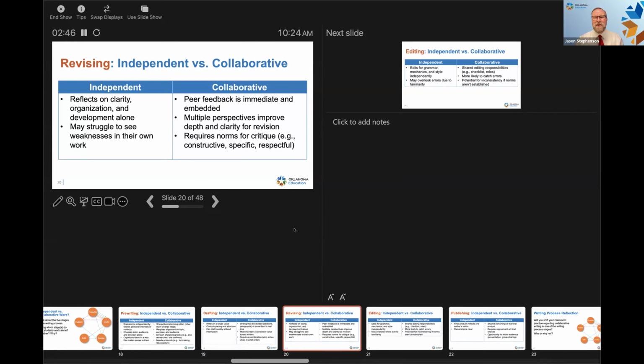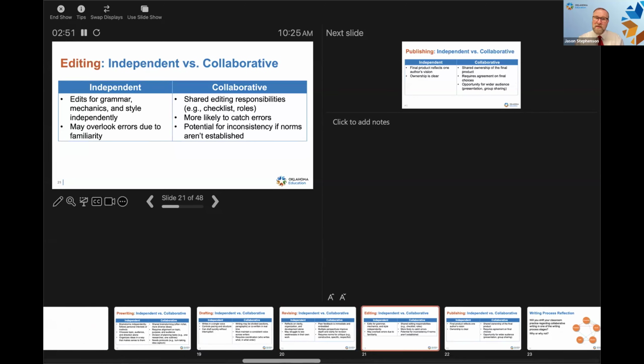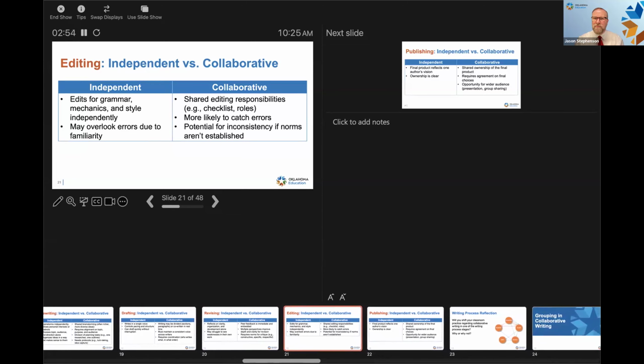But it would also require some norms for critique, which are included in that lesson plan that I already shared with Lindsay. For editing, it's kind of the same story with revision. You can edit alone for grammar and mechanics, but you may overlook your own errors because you're already familiar with your work. If you left words out, you know where they go in your mind when you're scanning your writing. But if you're having other people check your work collaboratively, they're likely to catch more errors. And you could use a checklist or roles to check for things if you wanted to go that route.